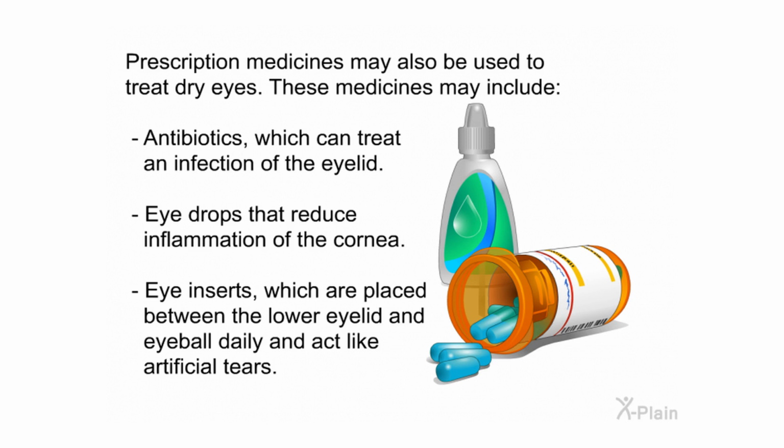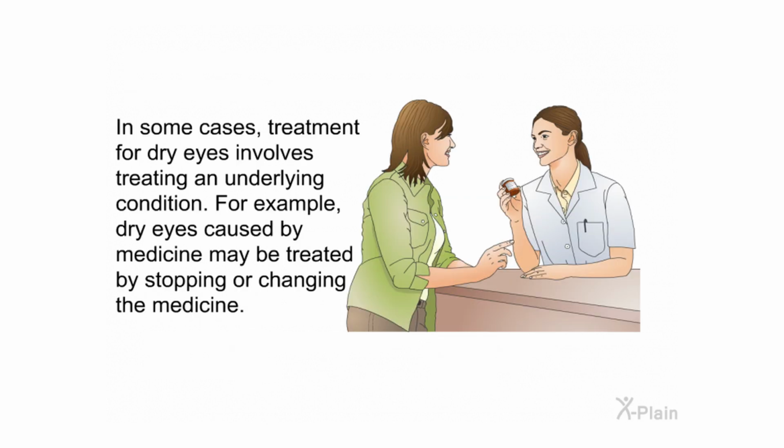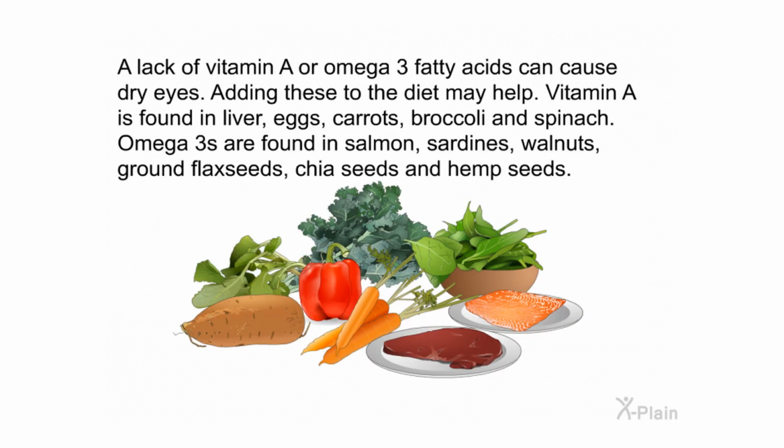These medicines may include antibiotics, which can treat an infection of the eyelid, eye drops that reduce inflammation of the cornea, and eye inserts, which are placed between the lower eyelid and eyeball daily and act like artificial tears. In some cases, treatment for dry eyes involves treating an underlying condition. For example, dry eyes caused by medicine may be treated by stopping or changing the medicine.